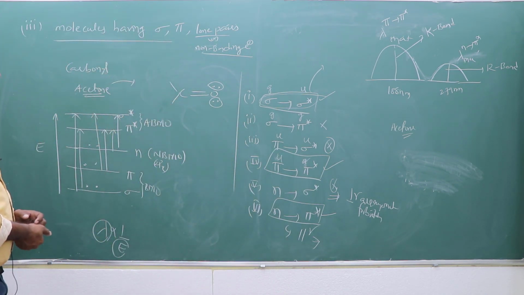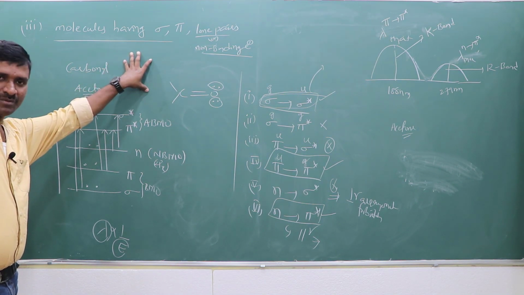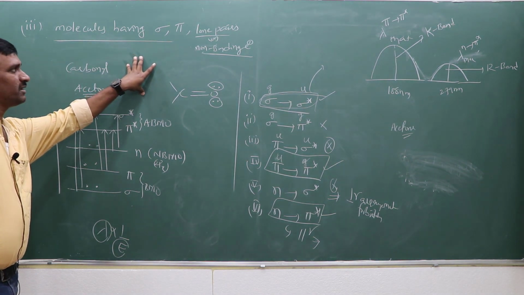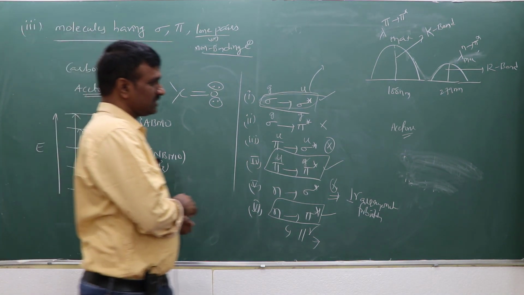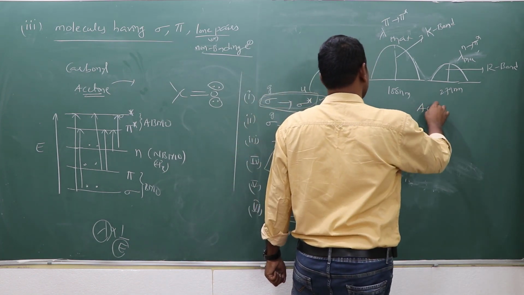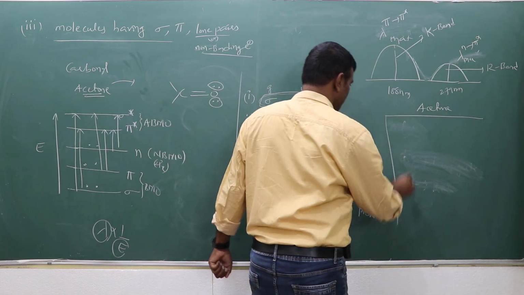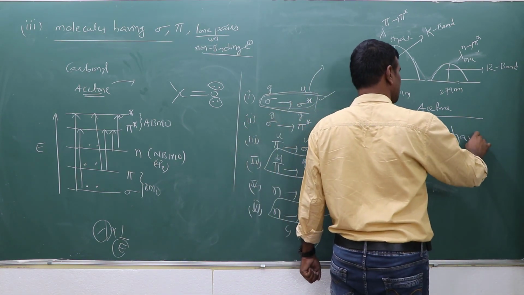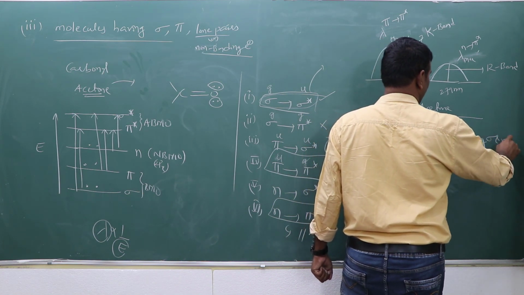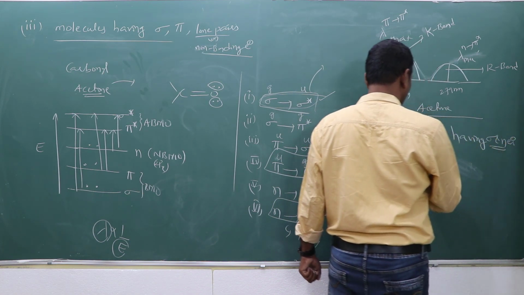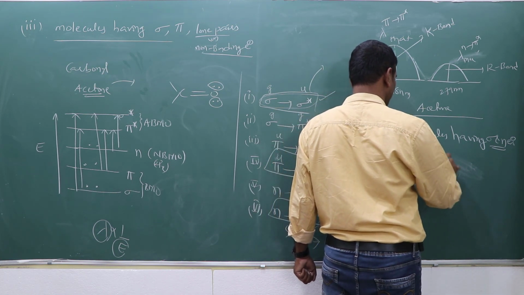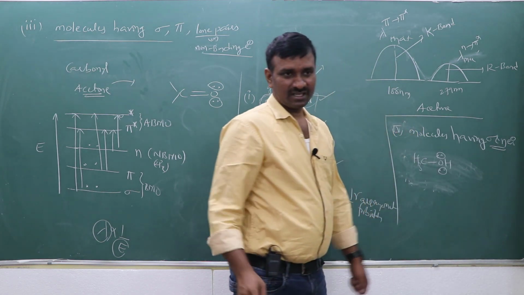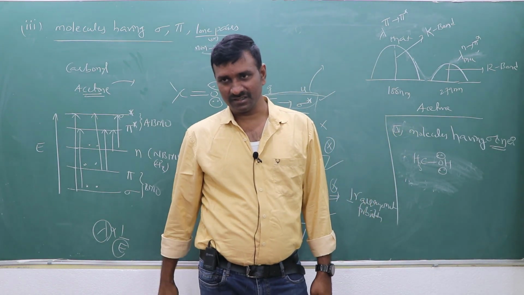So you have an idea about molecules having lone pair electrons. What will happen? Molecules having sigma electrons, molecules having sigma and pi electrons, molecules having sigma, pi and lone pair electrons. Another choice is also there: molecules having only sigma and n electrons. Suppose methanol is there. Here it has only sigma electrons and n electrons.